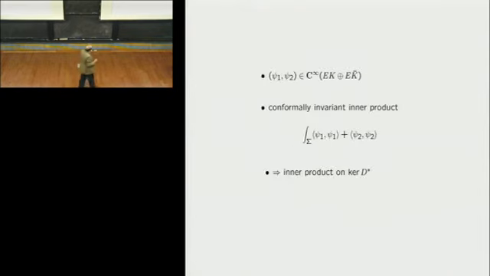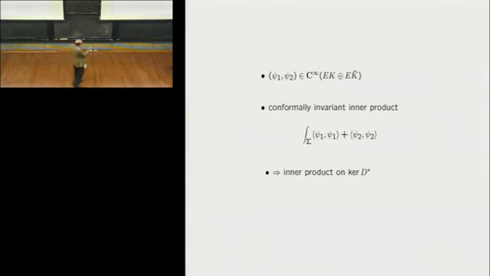So another point to notice is that if you now have a solution to the equations, it's given by a pair of sections, one of EK and one of EK bar. Then there's an L2 inner product. You use the Hermitian inner product on the vector bundle. And because these are forms, you take a form, wedge its star, and integrate that, and that gives you a natural inner product.